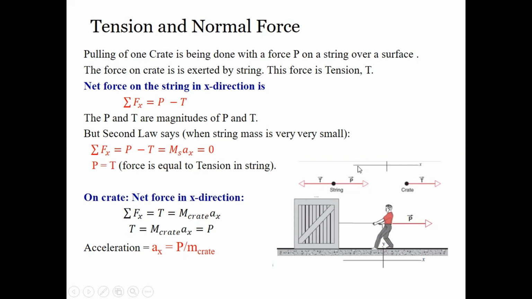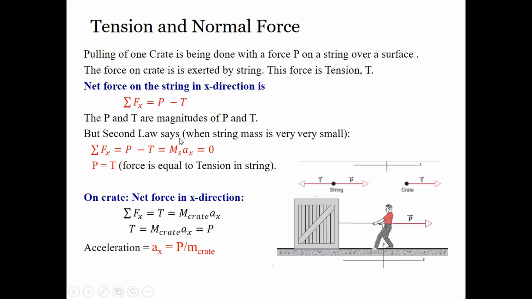Now, keeping in view this x coordinate and y coordinate of the system, we write down first the net force on the string in x direction. You can see here the string is this, and it has sum of all forces along x-axis equal to P minus T. P is in positive direction and T is in the negative direction, therefore P minus T has been written. Furthermore, we write P and T that are the magnitudes of P and T.